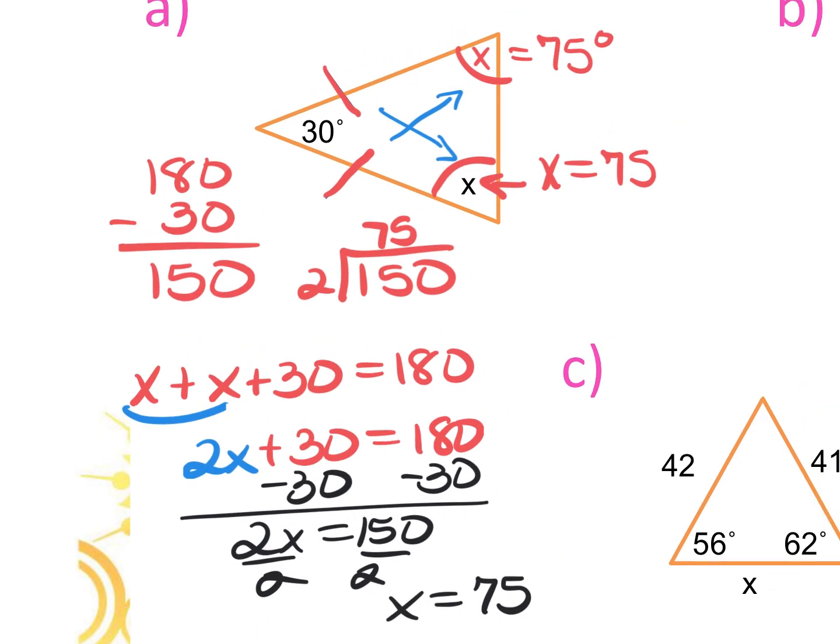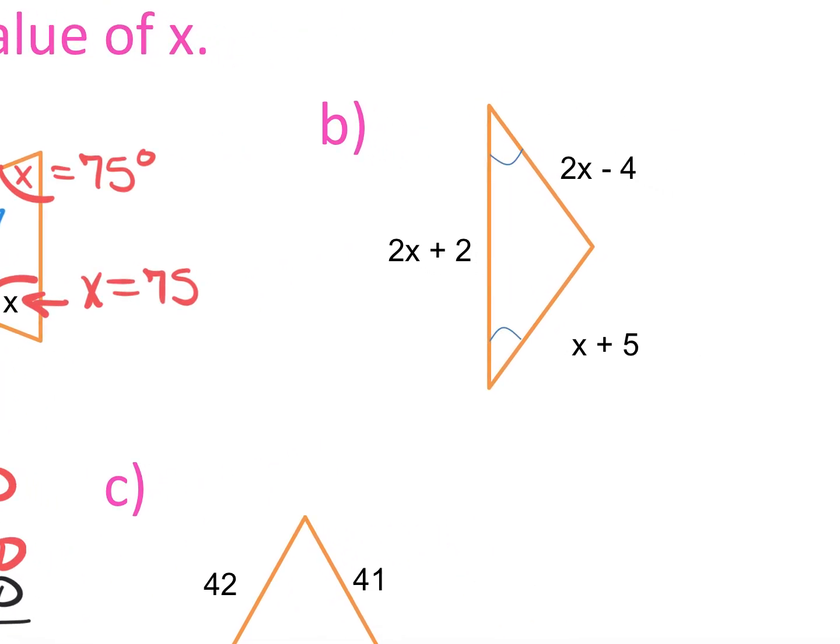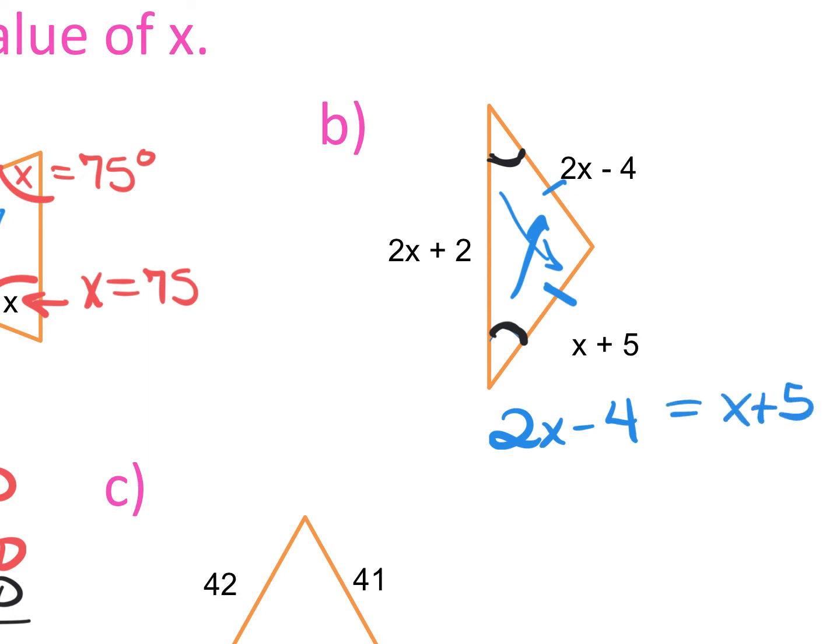So example B here, we're still finding x. Notice I've got two angles that are marked with congruency marks. What I'm going to use here is my base angles converse. If I have congruent base angles, then the sides opposite those congruent base angles would be two congruent sides. So I can say that 2x minus 4 is going to be equal to x plus 5. This extra 2x plus 2 is just extra information, probably put there to confuse you.